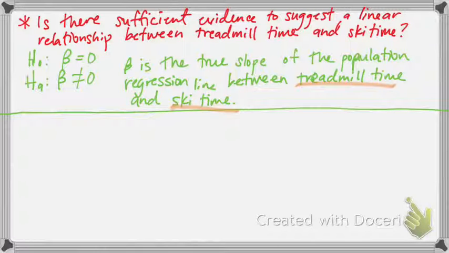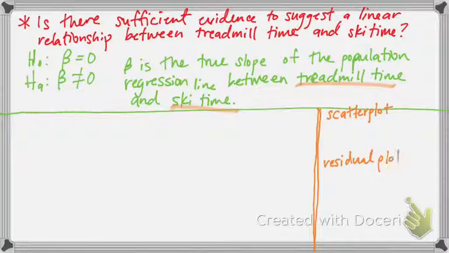It's not too bad. So the assumptions, the first thing you're going to do, I'm going to draw a little sidebar right here, because we're going to be making 3 graphs. We're going to make the scatter plot. We're going to make the residual plot. And then we can either make a box plot or a normal probability plot.